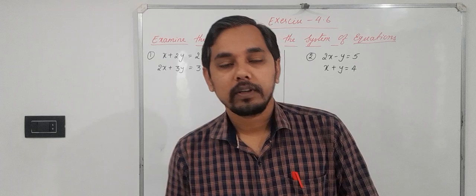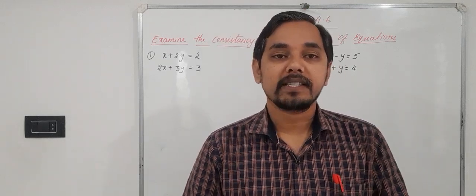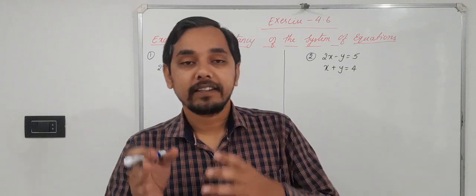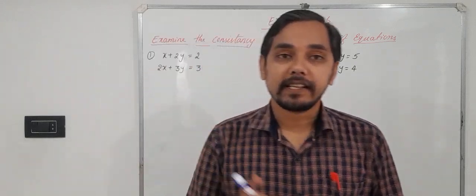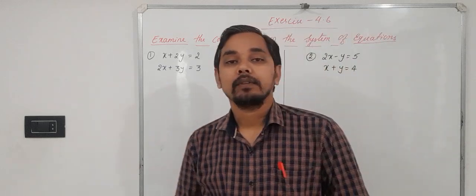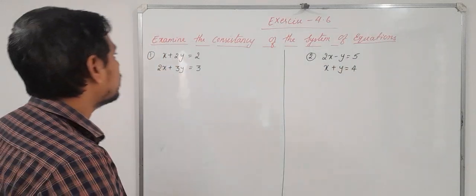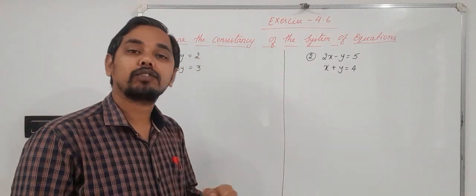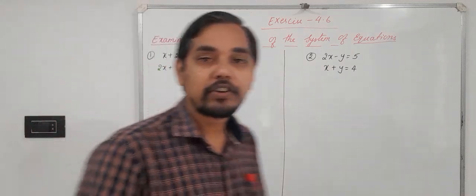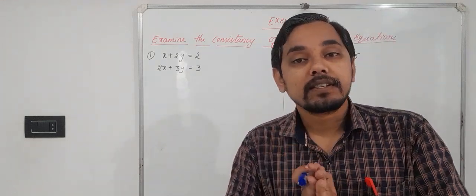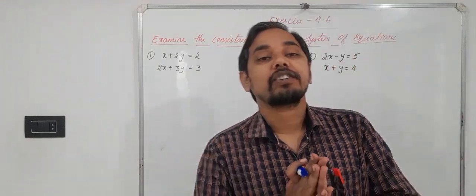So we all know we have discussed many concepts about determinants in previous sessions. So this is the last exercise, that is exercise 4.6, right? So let's see what are the problems given in this one. Okay, so the first, here they have given us that examine the consistency of system of equations. We are asked to examine the consistency of system of equations, right?